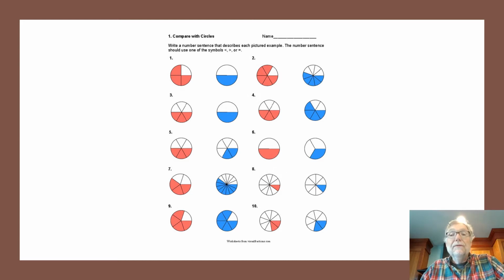So we're going to figure out what the fraction is for this fraction model here. The total number of equal parts, there are 4, and the total number that are shaded in red is 3. Second one, it'd be 1/2. So we select the right symbol. A great way to remember to select the right symbol is always point to the smaller number. Smaller number is 1/2. So 3/4 is greater than 1/2.